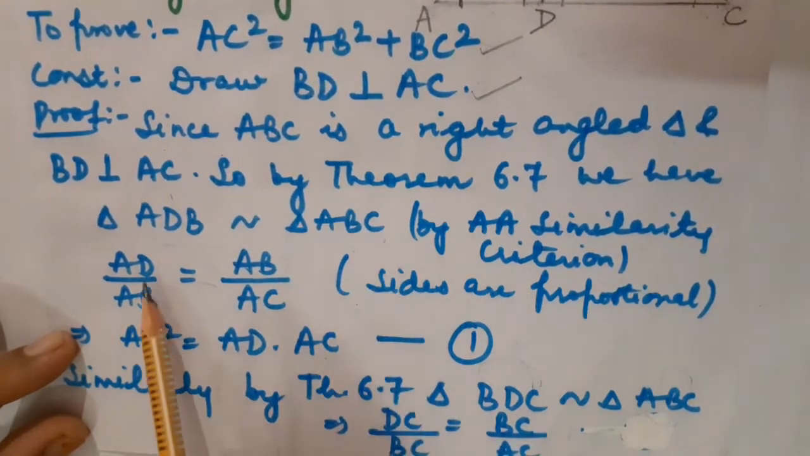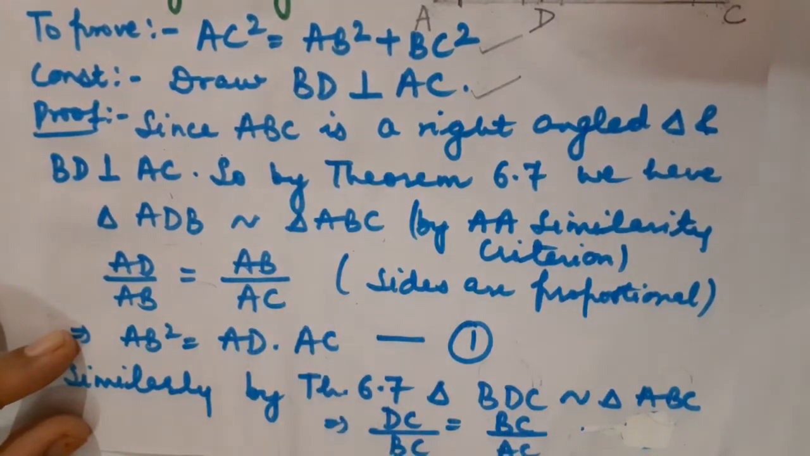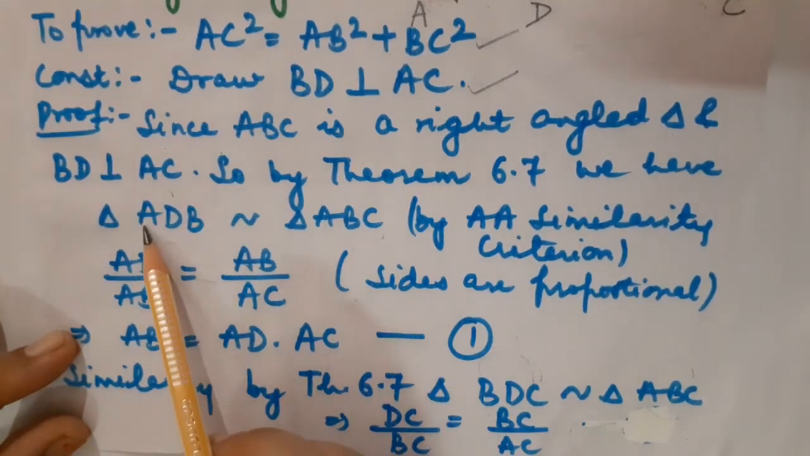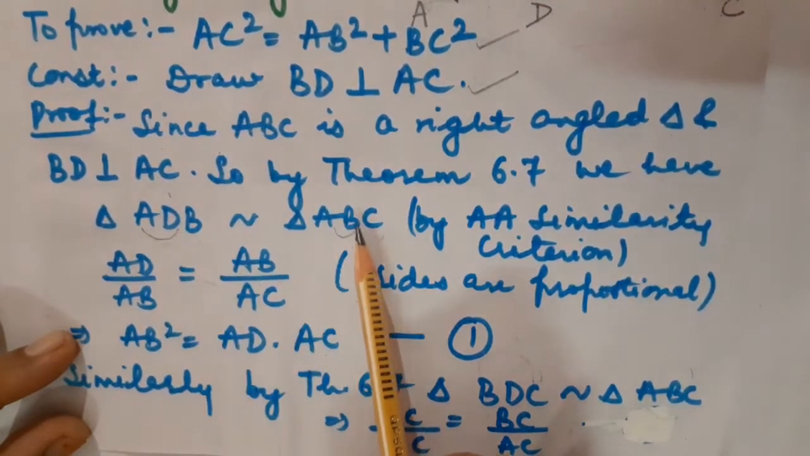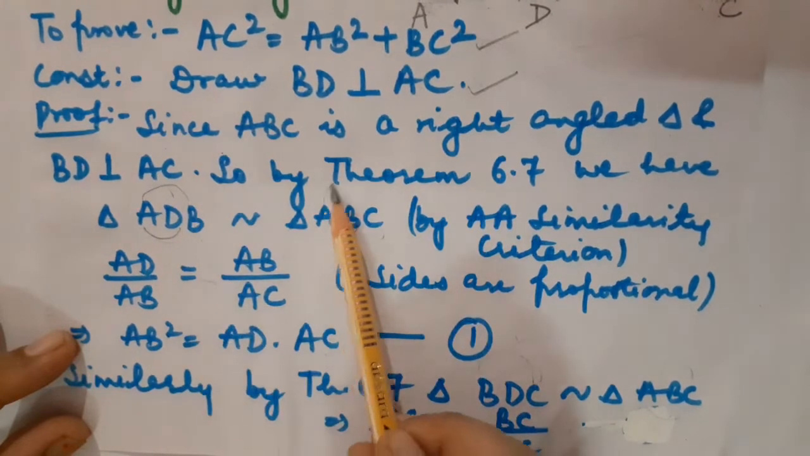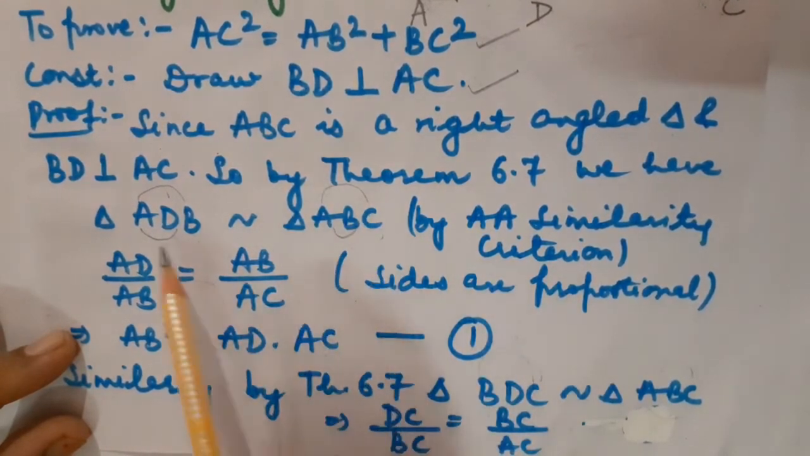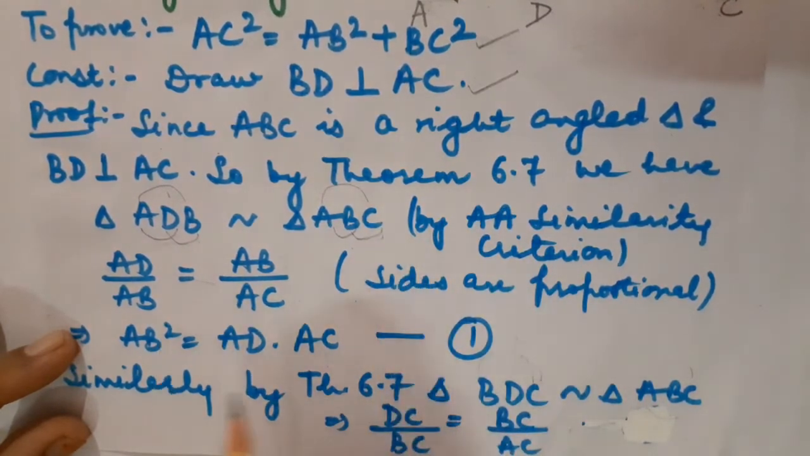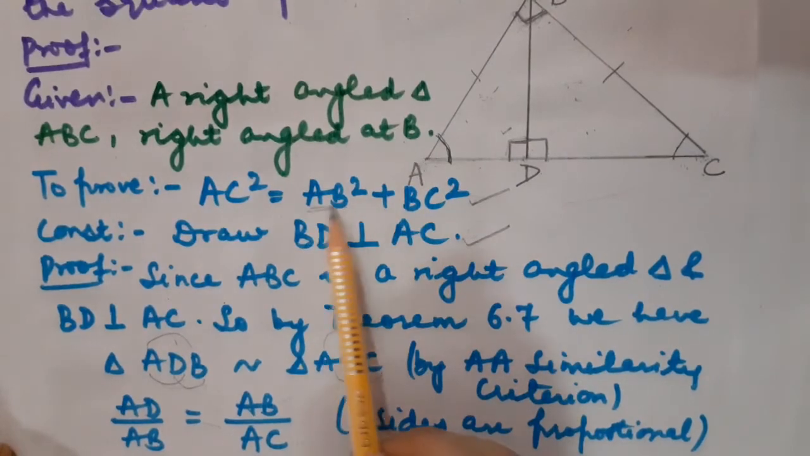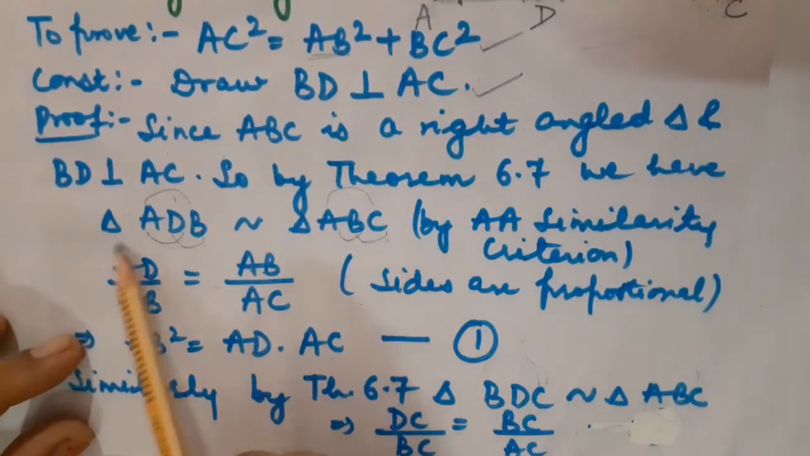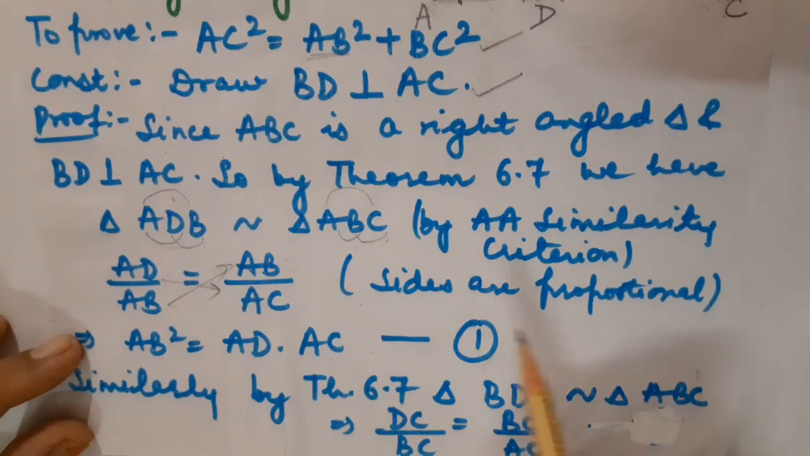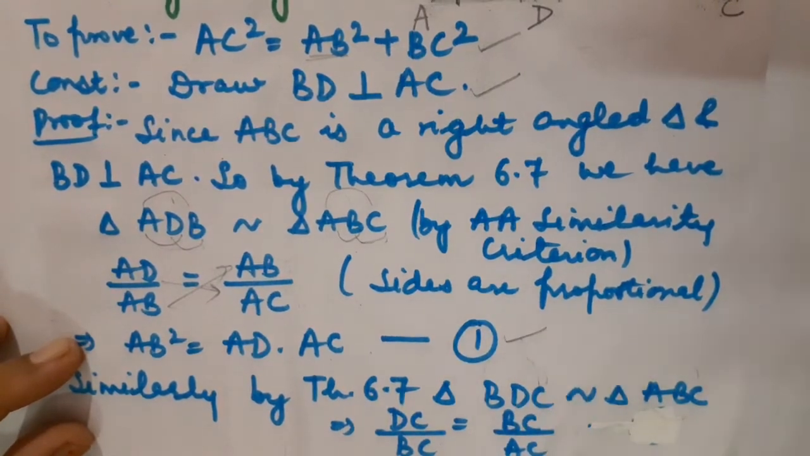Fine. So it means the ratio of their corresponding sides must be equal as the triangles are similar to each other. So it will be AD upon AB is equal to AB upon AC is equal to DB upon BC as well. But I don't require that. Why? Because to prove, I want AB square. So I take only these two relations. While cross multiplying, I have got AB square is equal to AD into AC. Let it be considered as equation number 1.